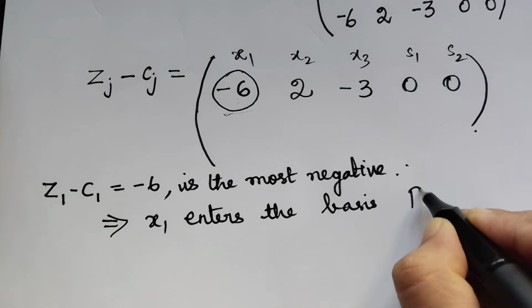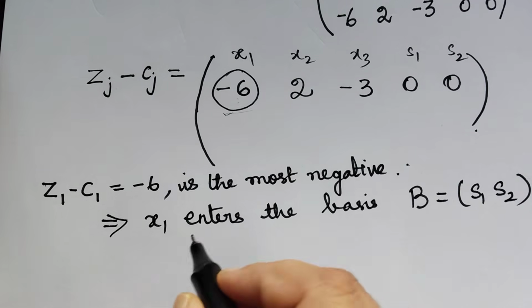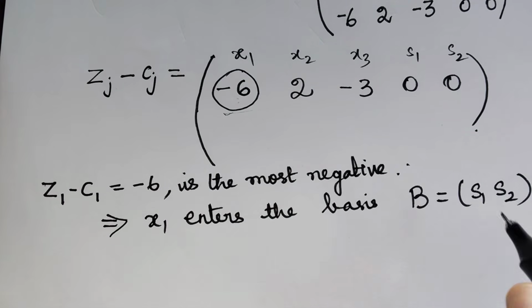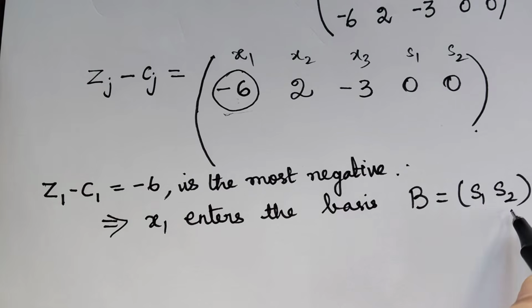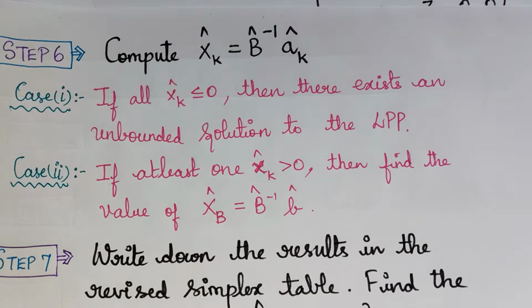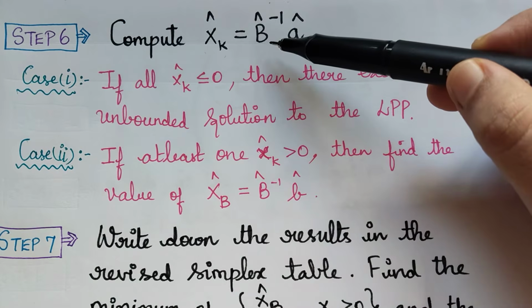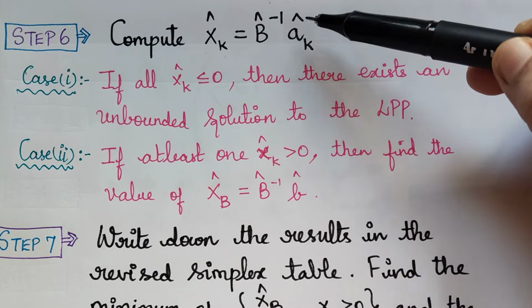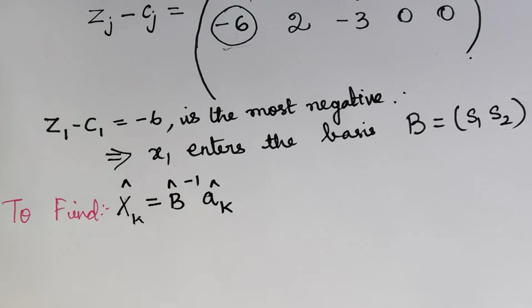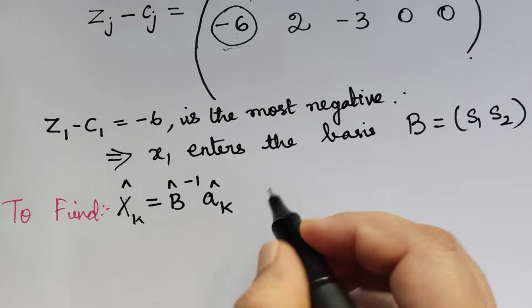We know that the basis B is equal to what? S1, S2. Now we know that x1 enters the basis, but at which position it enters we don't know, that is S1 or S2. So that we have to find out. Next we will move on to step 6. We have to compute xk cap, which is equal to B cap inverse Ak cap. So first let us compute this.